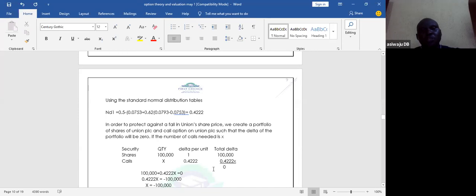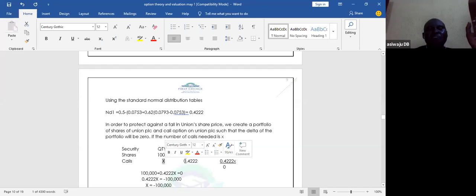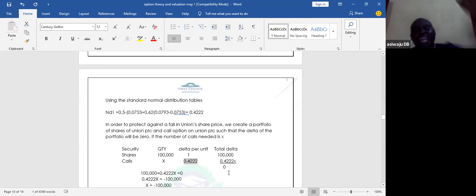You denote your call. Number of calls to be purchased so as to delta hedge by letter X. And we have computed that the delta of our call is 0.4222. You multiply your X quantity by the delta, that gives you 0.4222X. And you recall I said the addition of all the delta must be equal to what? 0. To delta hedge, the total delta must be equal to 0.